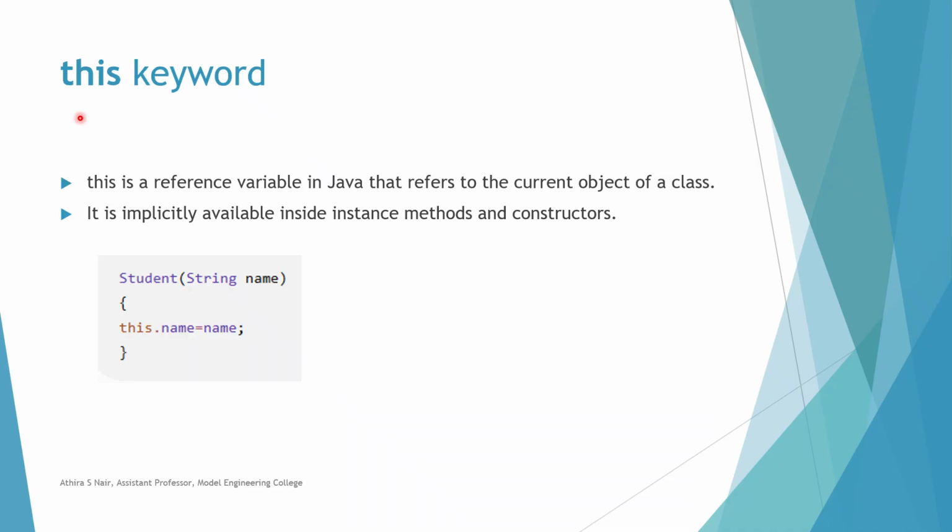Now let's see the this keyword. This is a reference variable in Java and it refers to the current object. Suppose in Student, String name, this.name is equal to name. Here both variables have the same name. Without this, name is equal to name, Java cannot distinguish between the parameter and the instance variable. So this.name refers to the instance variable and name refers to the parameter. This is implicitly available inside instance methods and constructors.